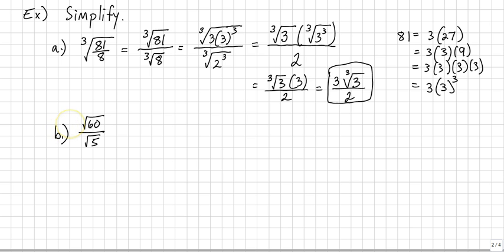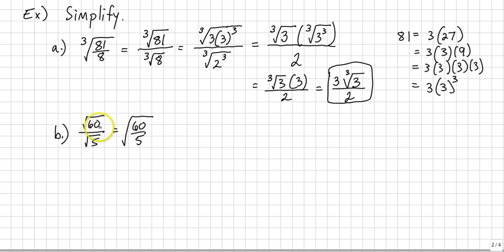Well, on B, we've got 2 square roots being divided. Now, the reason we have this one in here is notice that 5 will actually go into 60 evenly. So it'd be in our best interest to go ahead and write this back as one fraction.